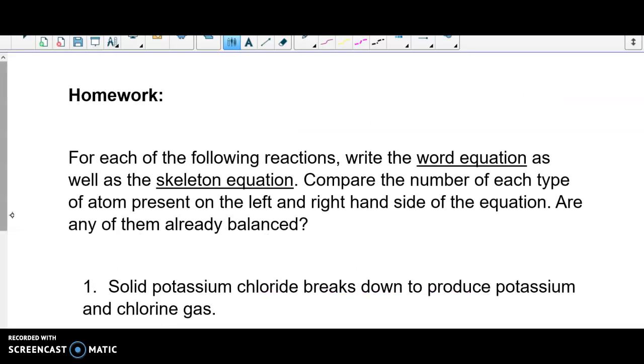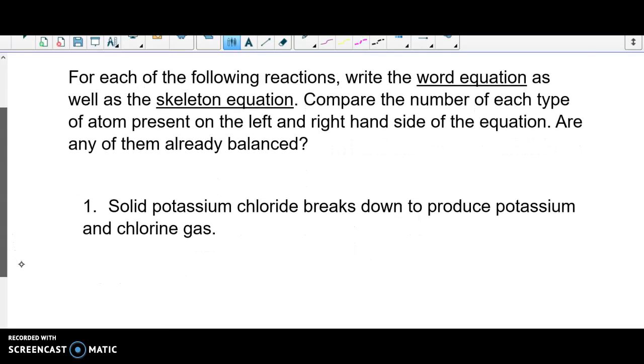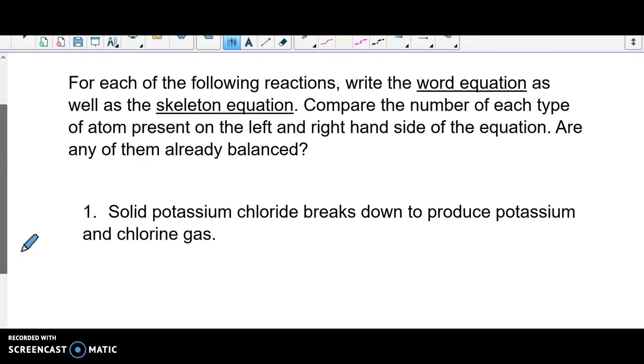Now for homework, which is the rest of your worksheet for today, you're given a bunch of sentences describing chemical reactions. For each of these, you are going to write down the word equation, the skeleton equation, and all you're going to do is add up the total number of atoms on the left and right-hand side and ask yourself, is this chemical equation balanced already? So it's exactly the same as the 3 examples we did together, except this time you're going to do these for homework and you're going to try them on your own.